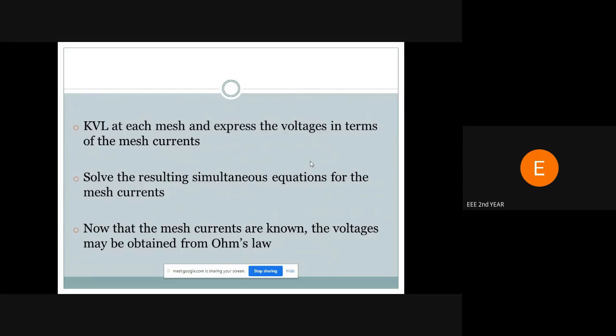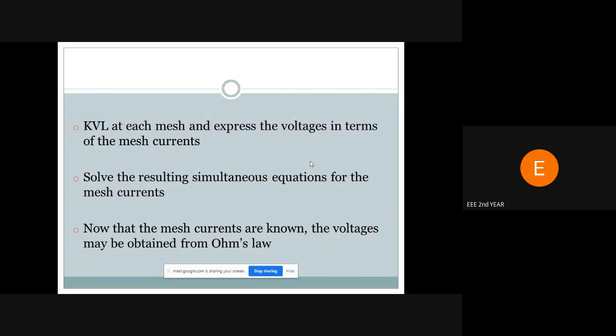Express the voltages in terms of mesh current, where I1 plus I2 plus I3 is equal to the total voltage V. We know what KVL is: we have Kirchhoff's voltage law and Kirchhoff's current law. In Kirchhoff's voltage law, the sum of potential rise is equal to the sum of the potential drop. This is one form, the first form.